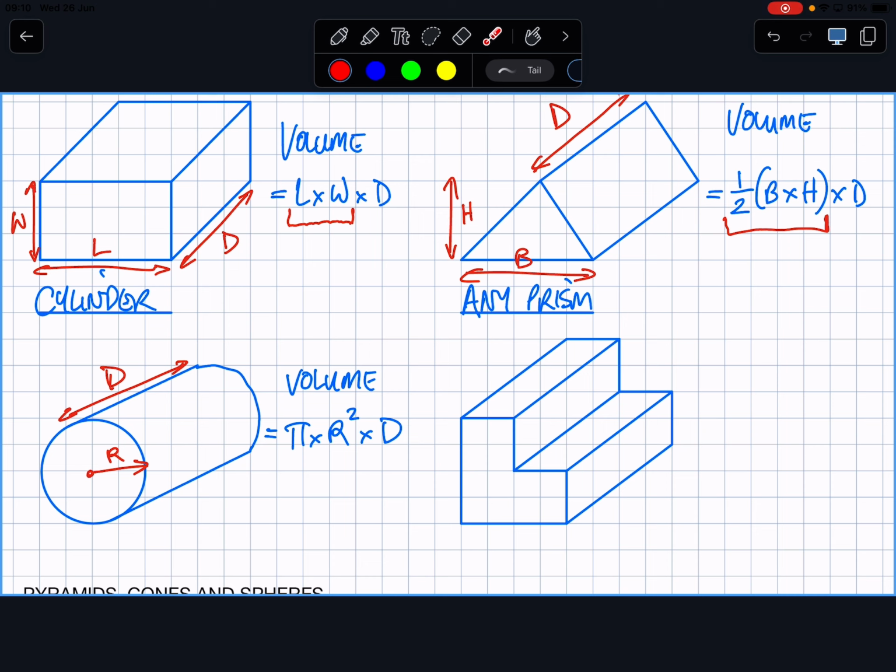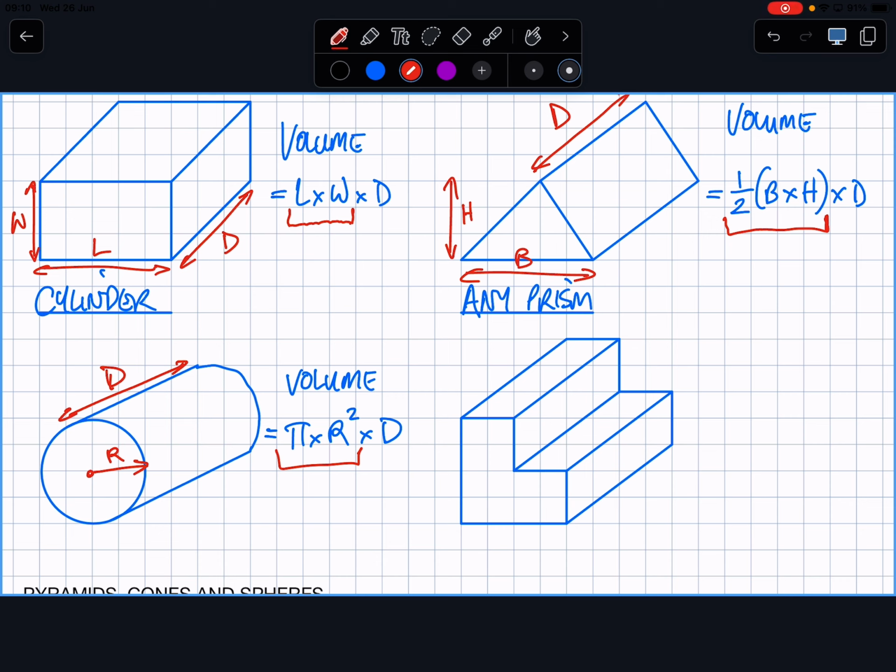What is the formula for a cylinder? The volume is pi times the radius squared times how deep it is. Can someone tell me what this is the formula for? The circle. Area of a circle. So to find the volume of anything that's the same all the way through, you find the area of the end of it, and then you times by how deep it is.